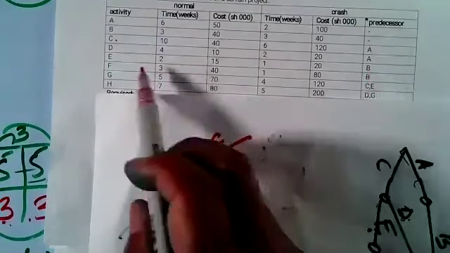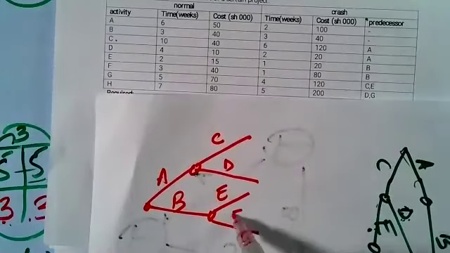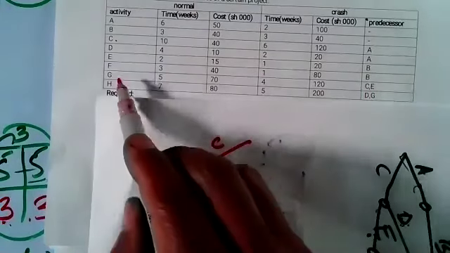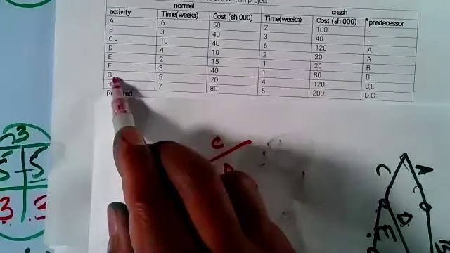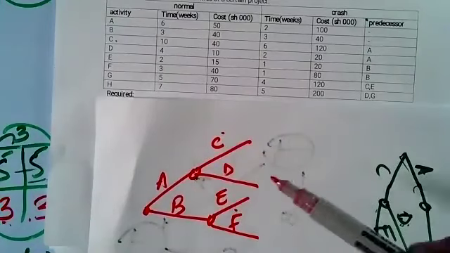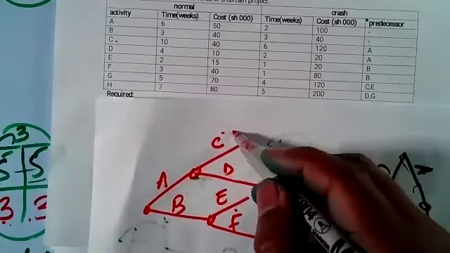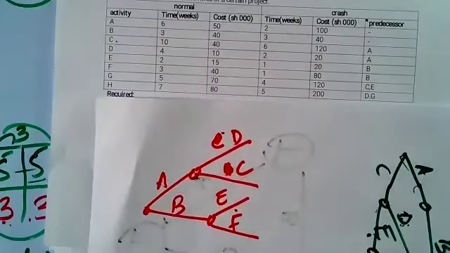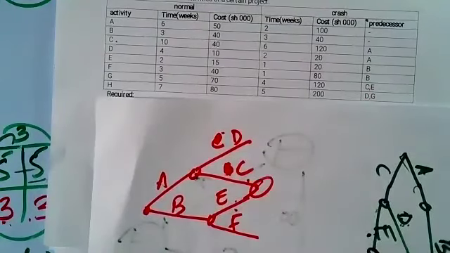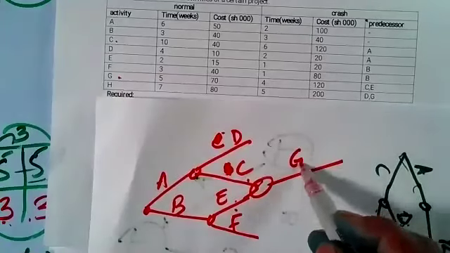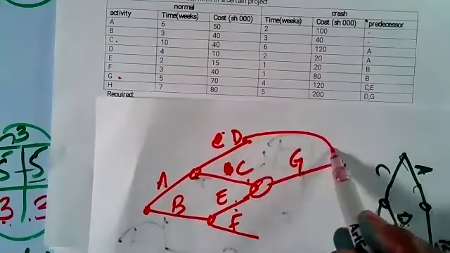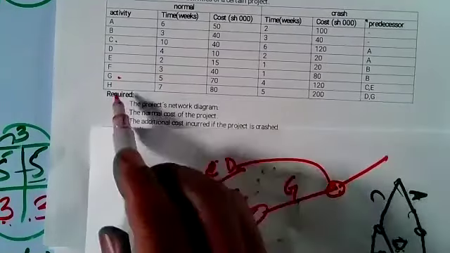Which ones? E and F. Then you are told that C and E are predecessors of G. C and E. You see in this case, C and E cannot cross. So what you do, just interchange them: put D on top and bring down C. So it will be CD. So C and E join to give G. And then D and G join to give H.